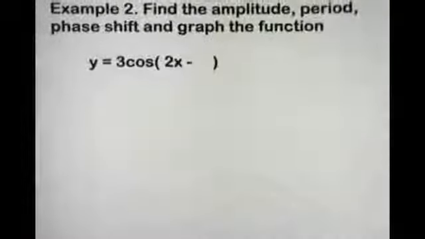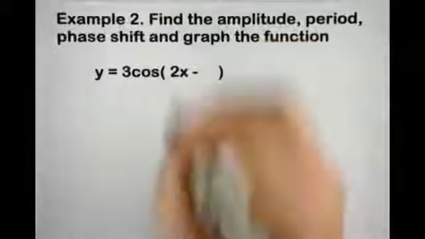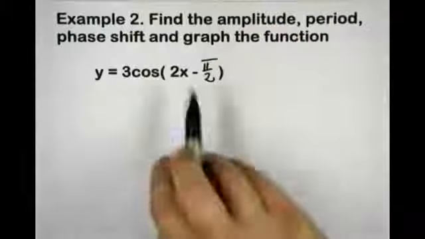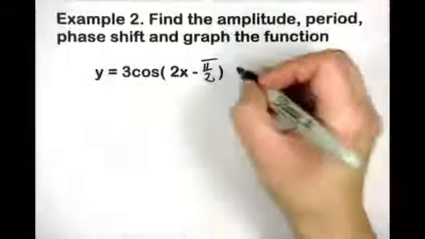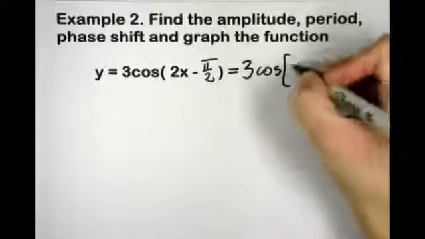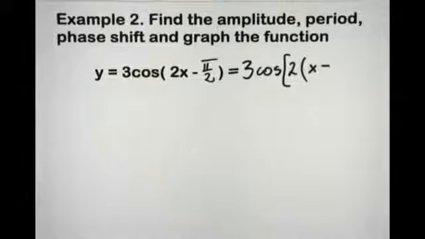Now we have example 2. Find the amplitude, period, phase shift, and graph the function. We have y equals 3 cos of 2x minus pi over 2. First thing, we need to factor this 2 out. So 3 cos, take the 2 out, x minus, and then we divide by 2.